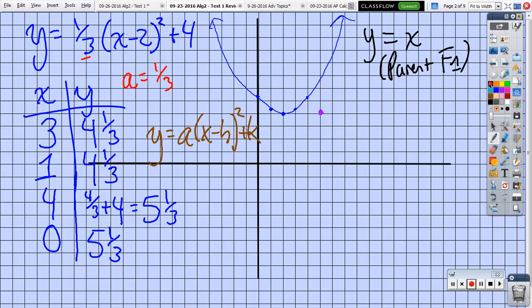So a is 1/3. What is h? H is 2. You have to be careful about that. And then k is what? It's positive 4 because it's plus k. Now let's describe what's going on in this transformation. Can anyone give me something here?